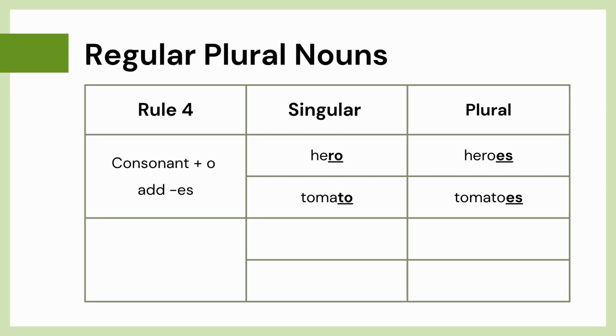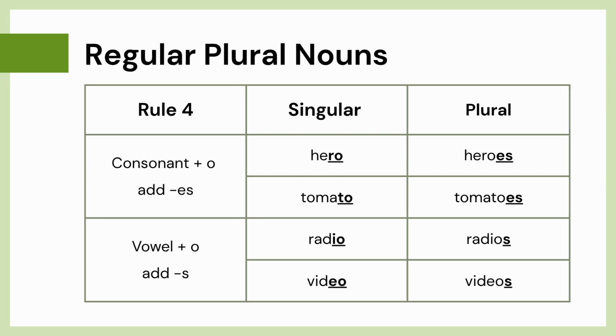We have the word hero. Look at the last two letters, a consonant R and O at the end. We need to add es to make it plural, heroes. Now we have tomato, a consonant T and O at the end. Let's add es, tomatoes.